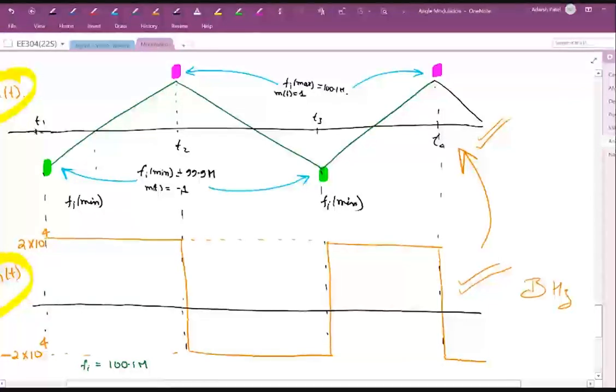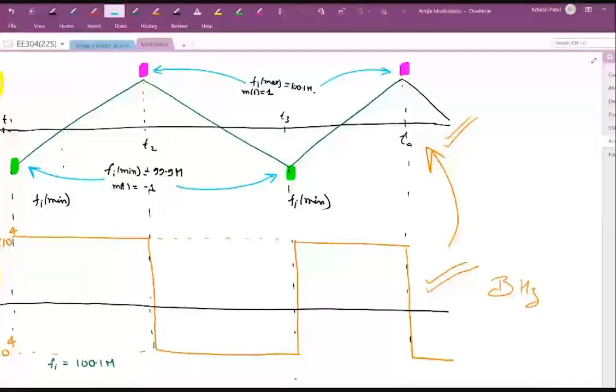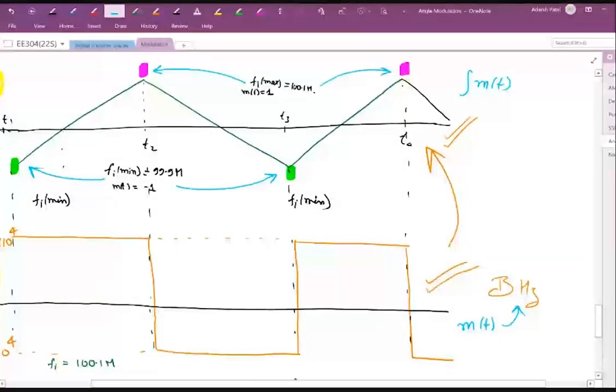So let the message signal m(t) be this, and in here let this be the integral of m(t). m(t) was band limited to B hertz. So what should be the bandwidth of the integral of m(t)? Remains same, sir. Yes, it remains same. Correct. I see multiple people writing the same.